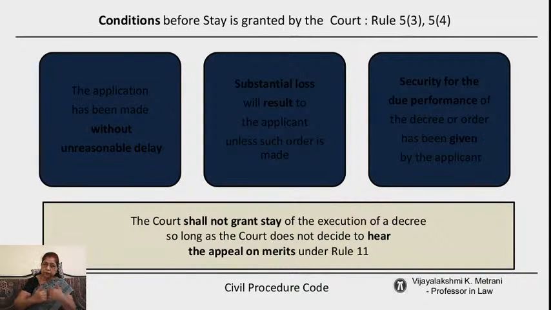First you present the appeal. The court will decide whether to hear it on merits or not. That is the procedure. It is not that just because you file the appeal, the court is going to look into the matter and immediately take up the appeal. It is first going to decide whether the appeal is to be admitted or not. That process is given in Rule 11. So, if it decides to look into the appeal on merits, then only it will grant stay of the execution of the decree. Otherwise, it will not grant stay. That is the meaning of this.